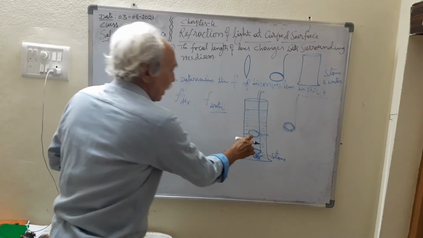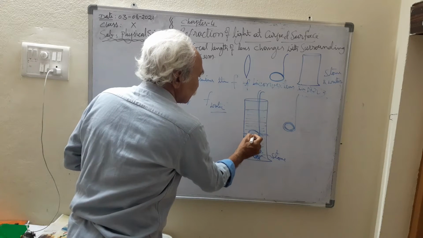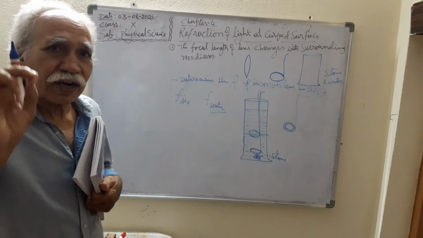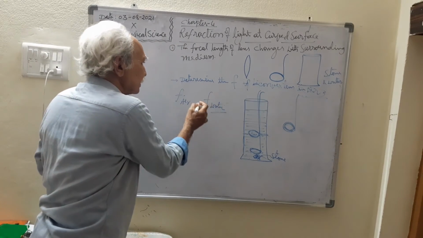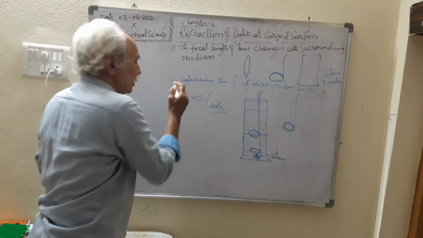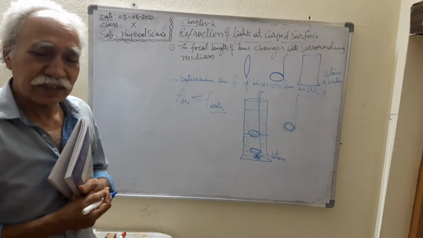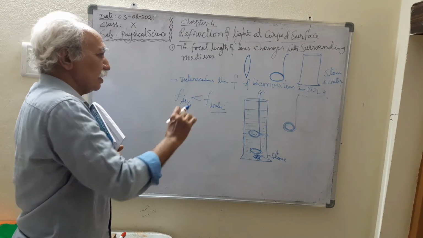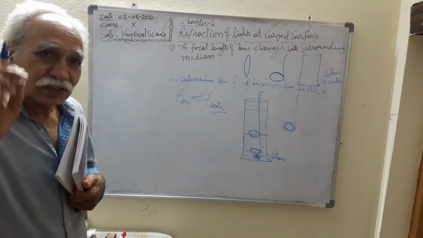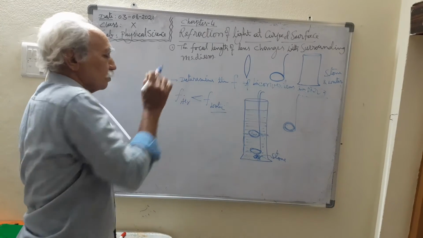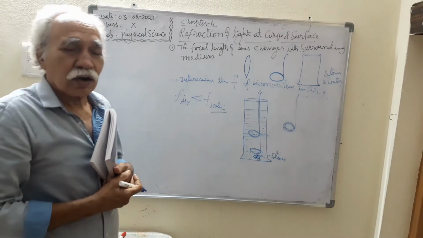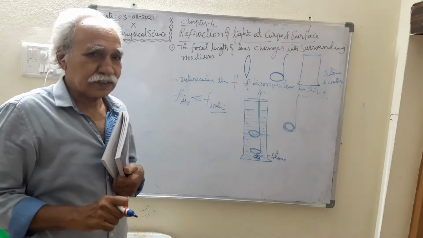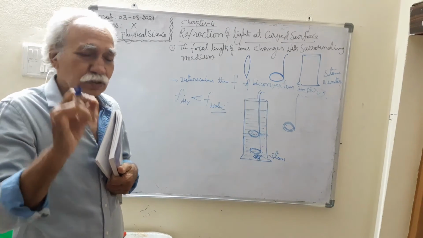So therefore, around this lens, the water is there. Hence, the focal length of the lens is increased. It is greater than the focal length in air medium. That is the opposite case. Suppose the lens is present in a medium which has less optical density than air medium. In that case, the convex lens behaves like a concave lens. Convex lens behaves like a concave lens. Just to see one example.